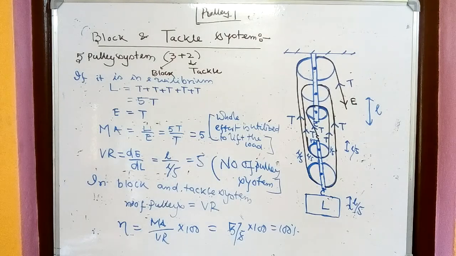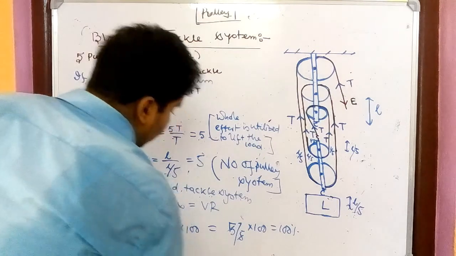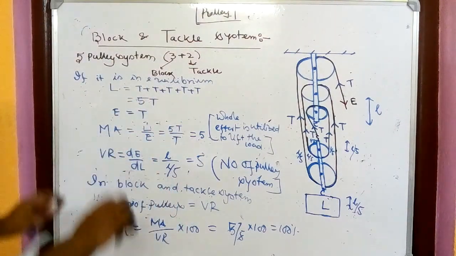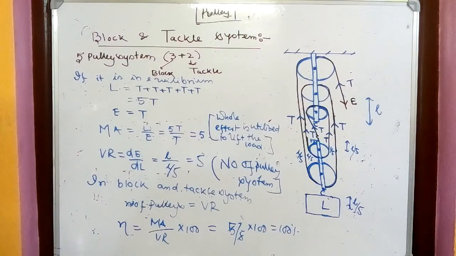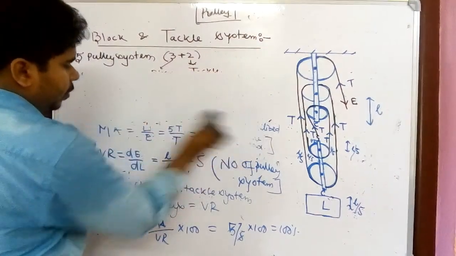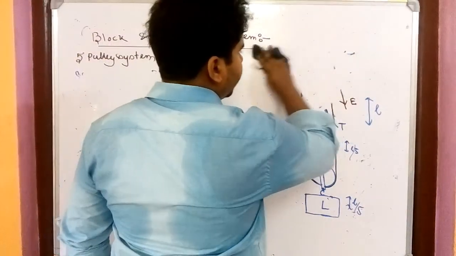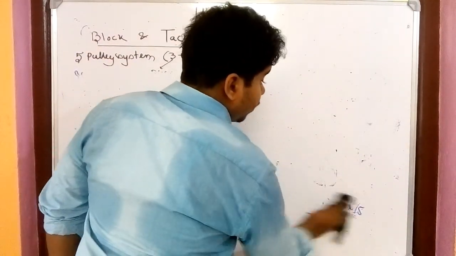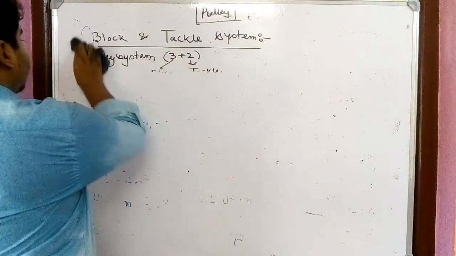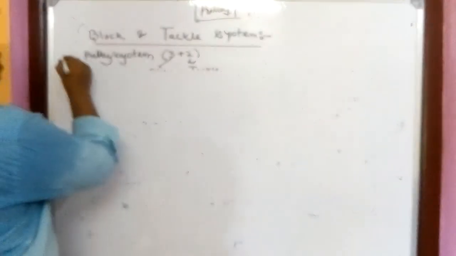Now you might be asking, sir, we have understood the 5 pulley system where the number of pulleys in block is more than the number of pulleys in tackle. But what will happen if it is equal? So for that reason we will do the 4 pulley system. If you have understood it, copy it, pause the video here, copy it, and moving forward. It's very simple. It is not a very hard thing, but it is very important for your exam. It will come. So now we'll go for the 4 pulley system.